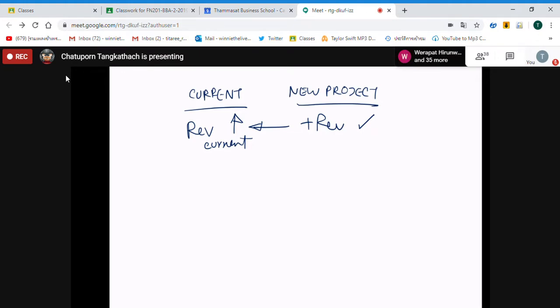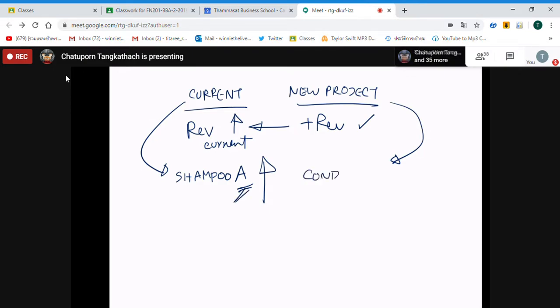For example, if the current product of P&G is again shampoo A like before, when we launch the new project, it will increase the revenue of shampoo A, say the new project is conditioner A, right?